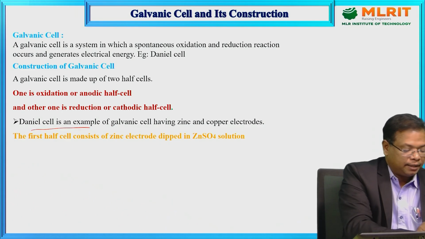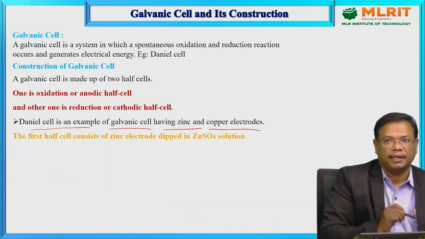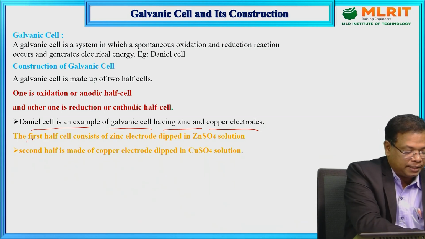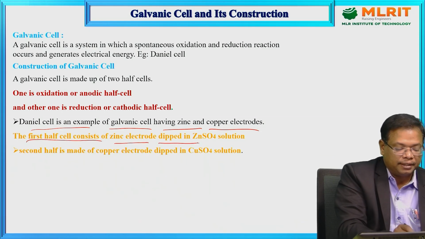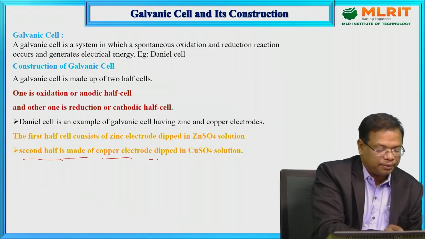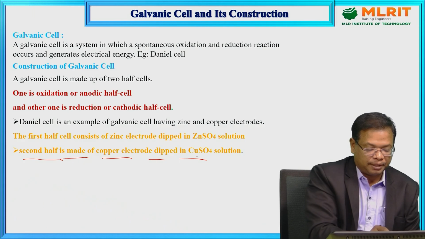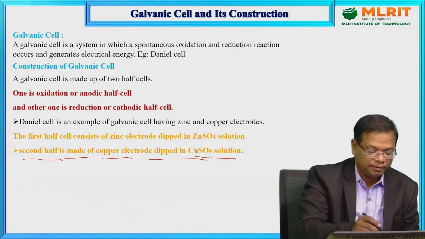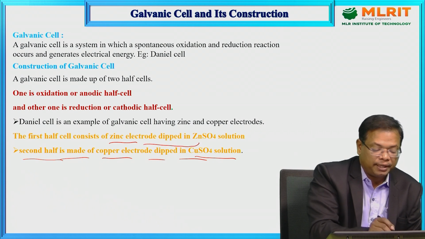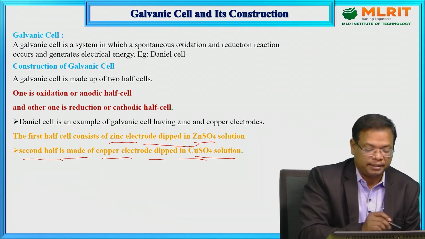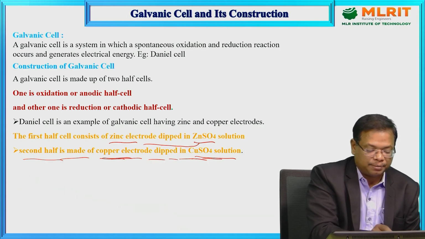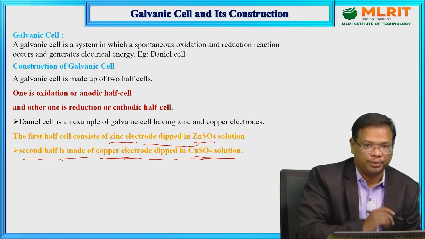So, Daniell cell is an example of galvanic cell having zinc and copper electrodes. The first half cell consists of zinc electrode dipped in zinc sulfate solution. The second half is made up of copper electrode dipped in copper sulfate solution. So, we can see here zinc electrode is dipped in its corresponding zinc sulfate electrolyte solution, whereas copper electrode is dipped in its corresponding copper sulfate electrolyte solution.